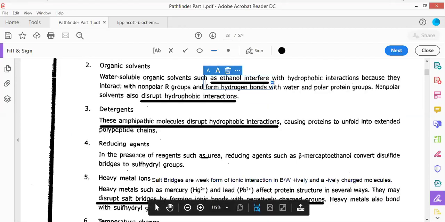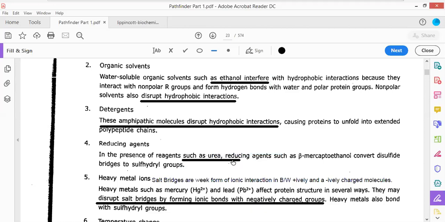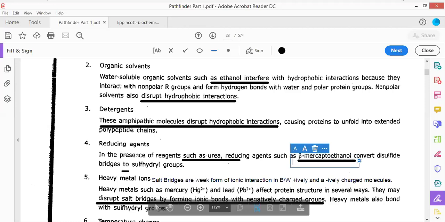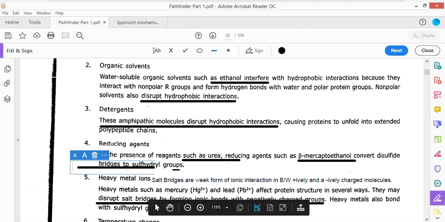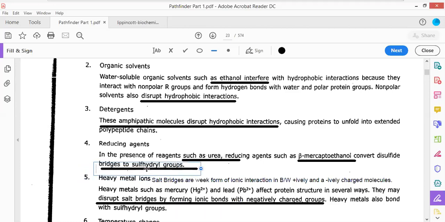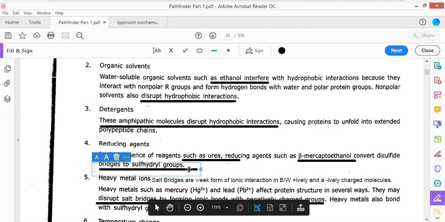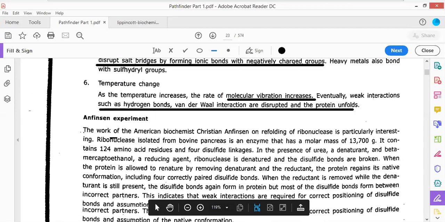Okay, so reducing agents such as urea, beta mercaptoethanol, they are the ones that disrupt the disulfide linkages within the structure of the protein. These are the ones that will disrupt the disulfide linkages. Once the disulfide linkages are lost, then the structure of the protein will also be lost. This is what happens in the structure of protein.